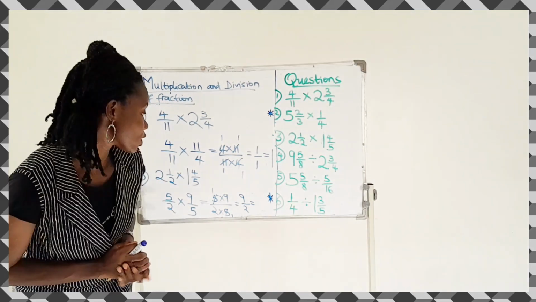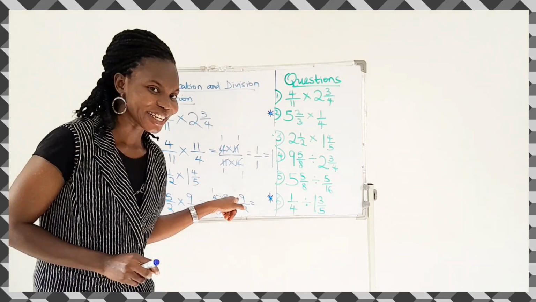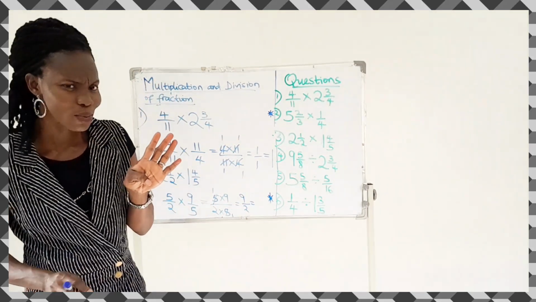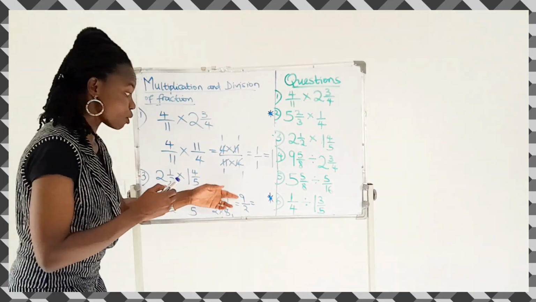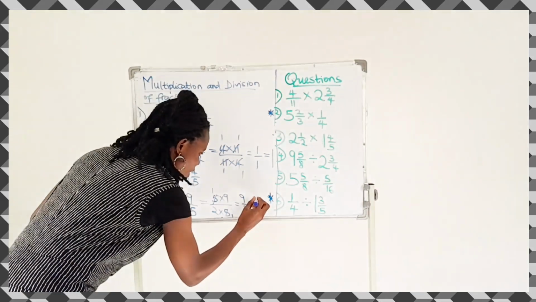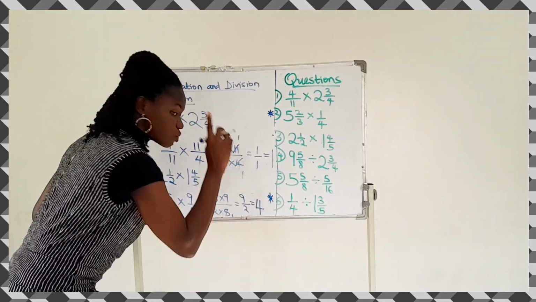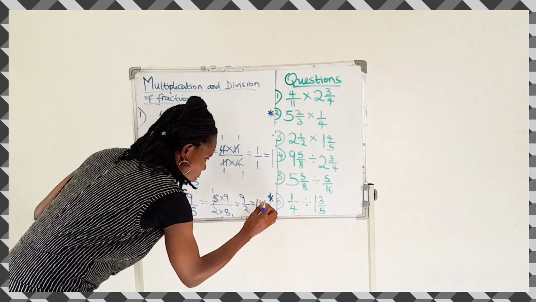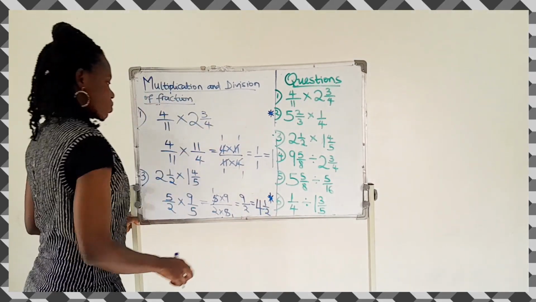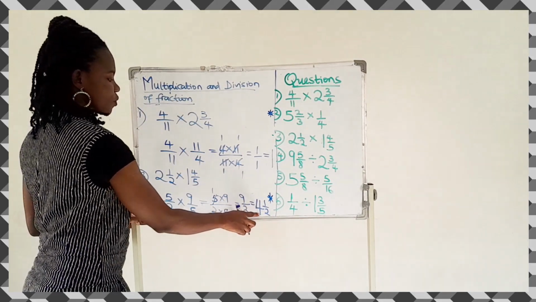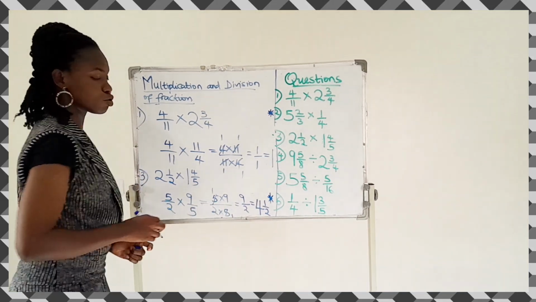So how do we change to mixed fraction? How many 2 can we get in 9? It's 4, right? We can get 2 up to 4 times in 9. So we're going to have 4. Remainder what? Remainder 1. So we see that remainder 1 over 2. So 9 over 2 is equal to 4 whole number 1 over 2.